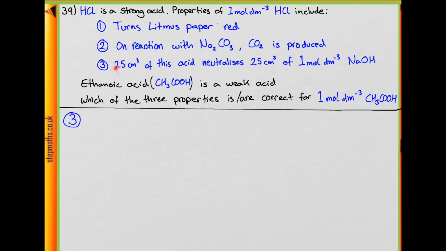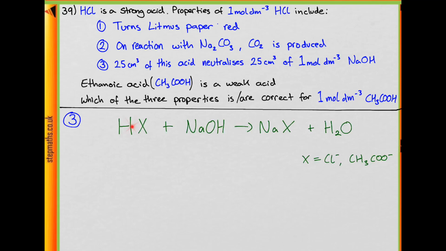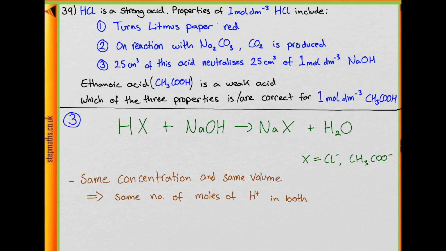So our final property, 25 centimeter cubed of this acid neutralizes 25 centimeter cubed of 1 mole per decimeter cubed sodium hydroxide. Our general reaction with any monoprotic acid and sodium hydroxide is HX, where X can be Cl-, CH3COO-, plus sodium hydroxide goes to NaX plus H2O. So if you have the same volume and same concentration of each acid, this implies that we have the same number of moles of H+ in both. Therefore, we need the same amount of sodium hydroxide to neutralize both.